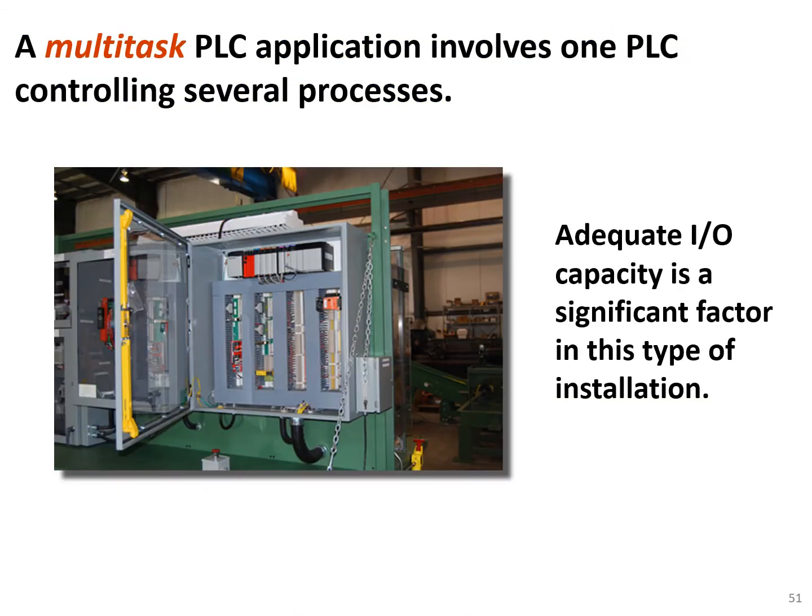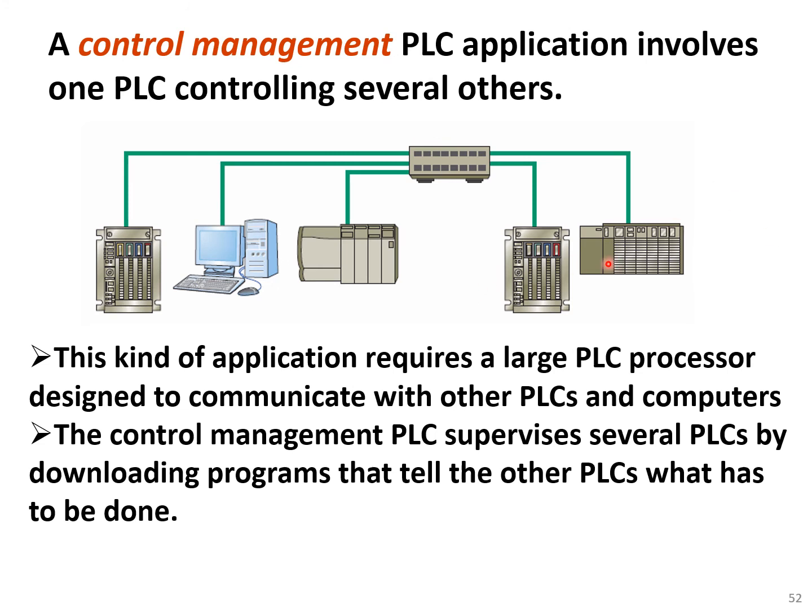A multitask PLC application involves one PLC controlling several processes. Adequate I/O capacity is a significant factor in this type of installation. That one is not as common as single-ended PLC applications. Usually we use one PLC for one process. If we have more than one process, we use basically one PLC for each of them, and we'll establish a communication between PLCs. Like this one.